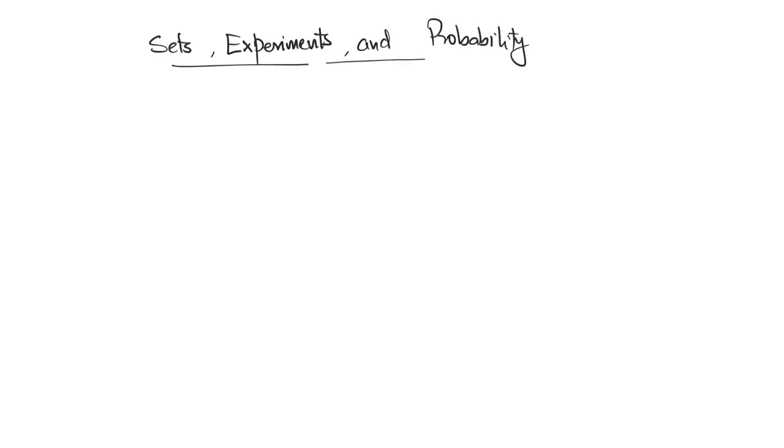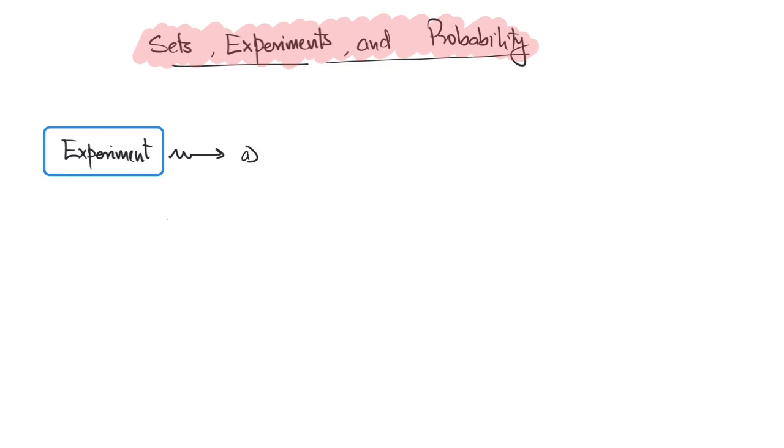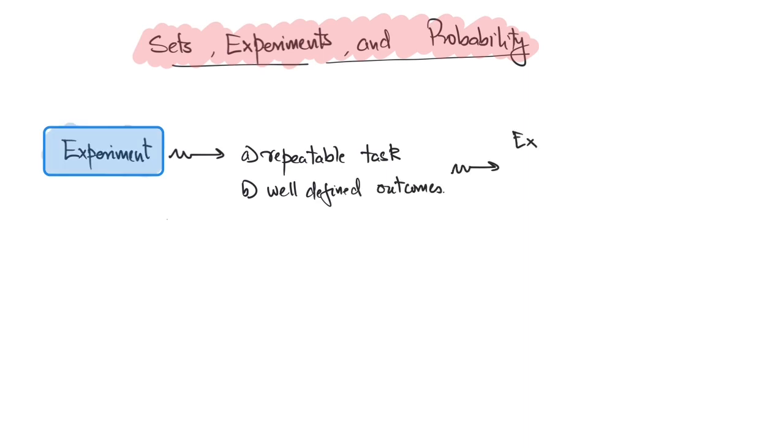Today we will go about with a basic introduction to probability. It's going to involve understanding sets, experiments, and probability. We begin by defining what an experiment is. It is a repeatable task, and the task has a well defined outcome.